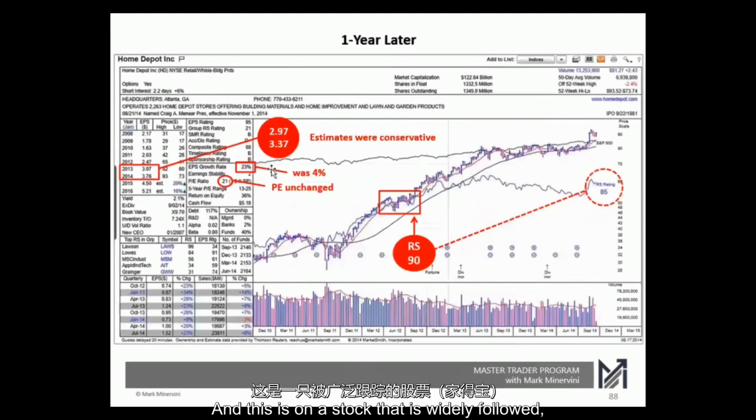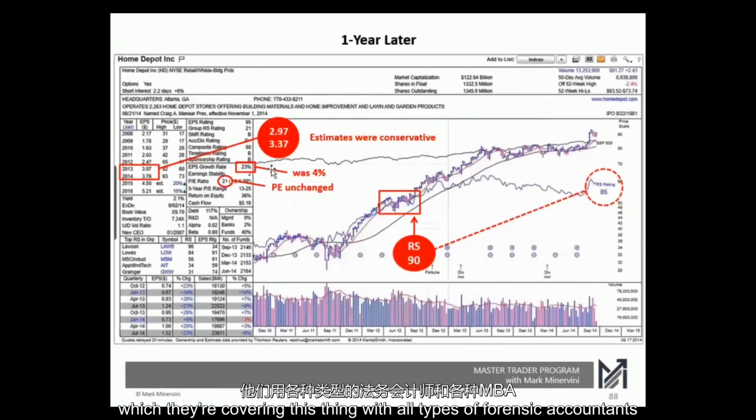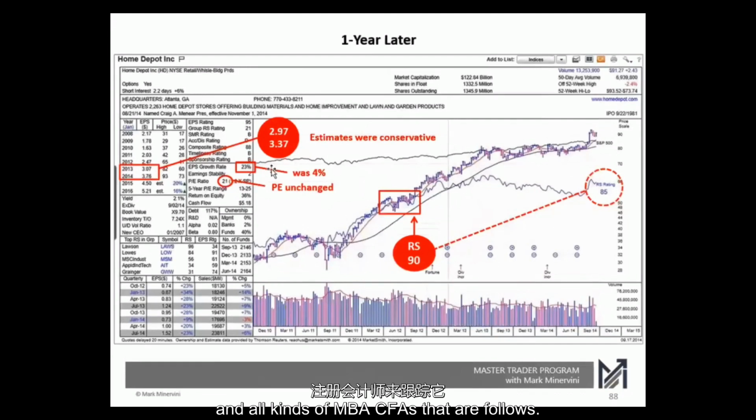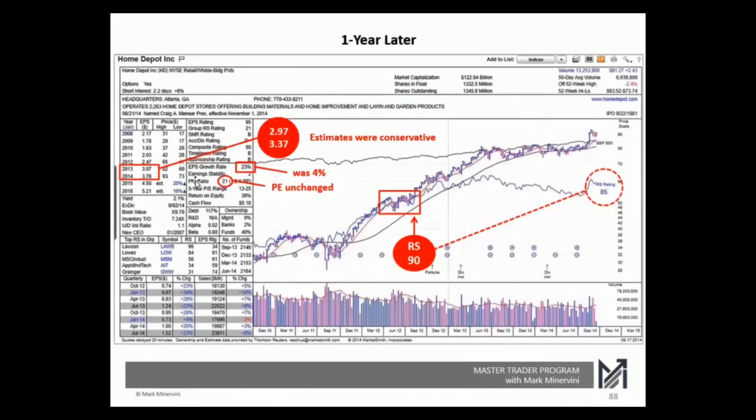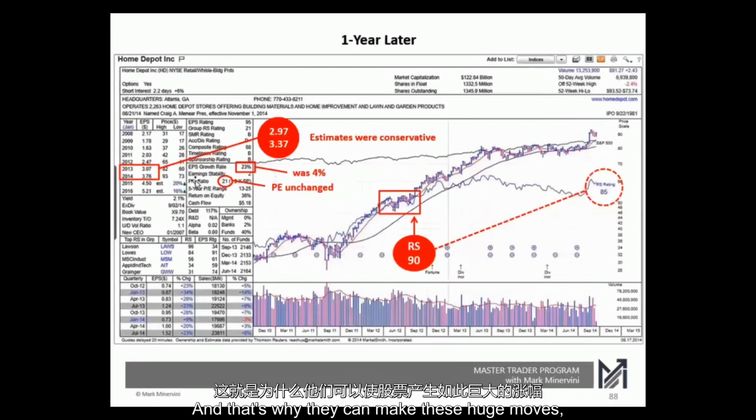They're way conservative, and this is on a stock that is widely followed. They're covering this thing with all types of forensic accountants and all kinds of MBA CFAs that are following this, and they can't get it right. Now, this is a stock that's only growing at 20%, 30%. Kick that up to 100% growth, and they're not going to have a clue as to how to value this thing. And that's why they can make these huge moves, because they're completely inefficiently priced.